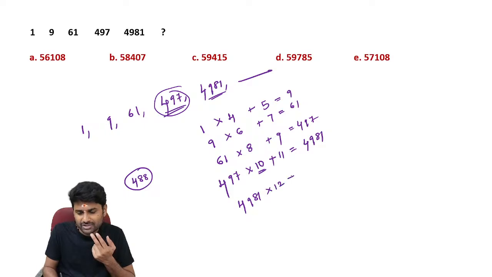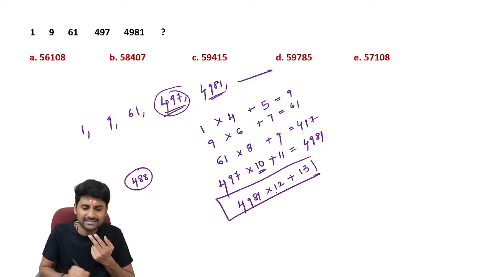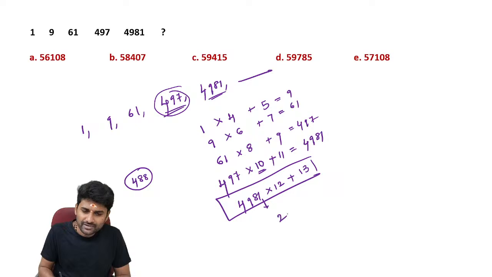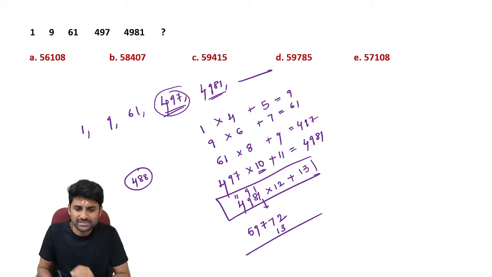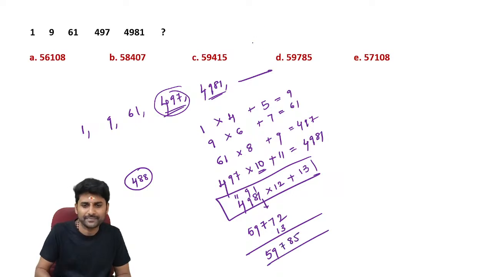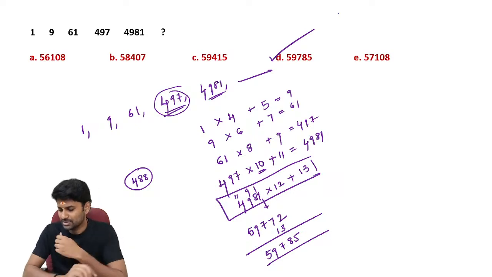4981 is multiplied with 12 and we are going to add the next number, 13. Let's go through these multiplications. So 12 into 1 is 12, 12 into 8 is 96 plus 1 is 97. 12 into 9 is 108, 108 plus 9 is 117, 11 carry over. 12 into 4 is 48, 48 plus 11 is 59. So if you add 13 units to 59,772, then the answer becomes 59,785. So D is the suitable answer.